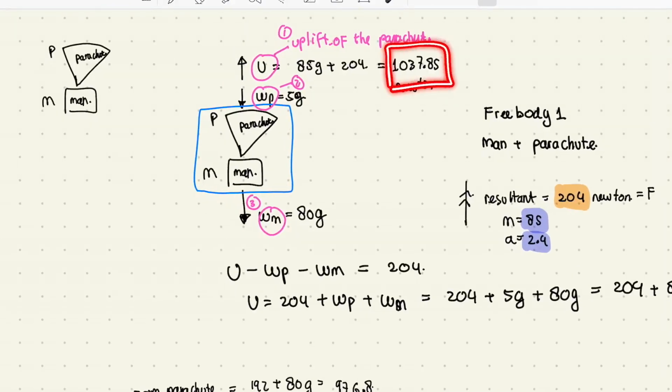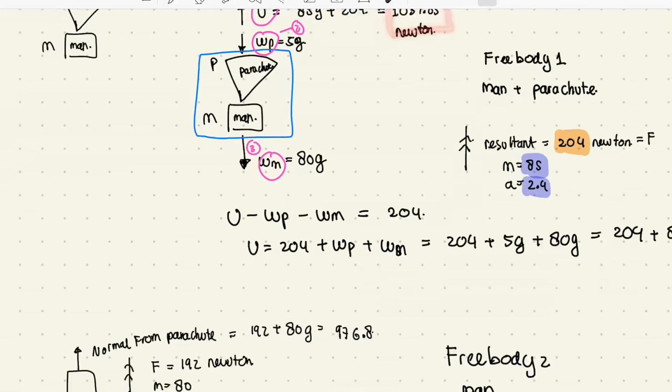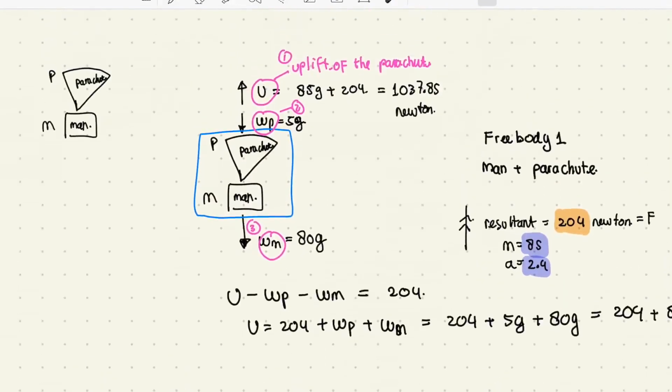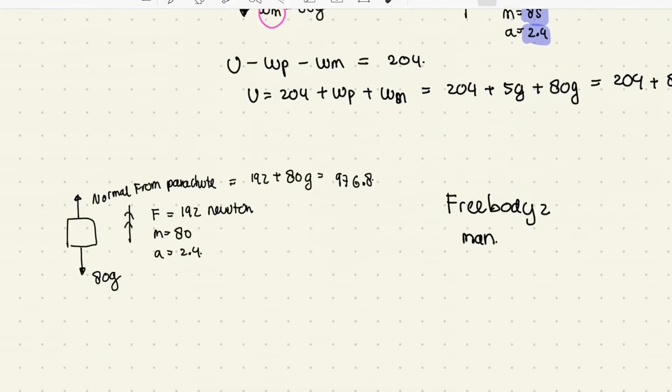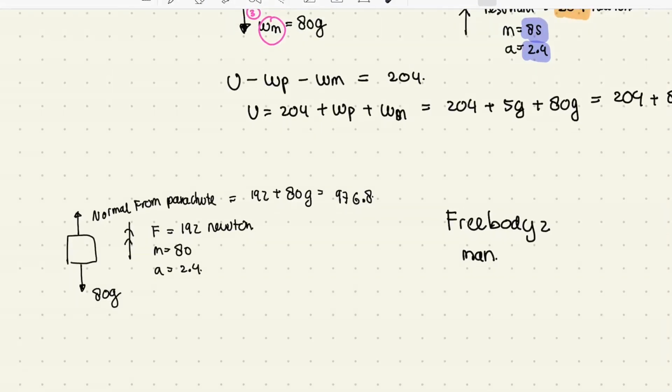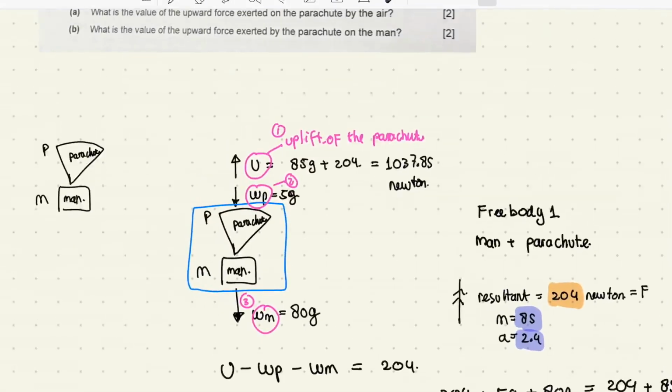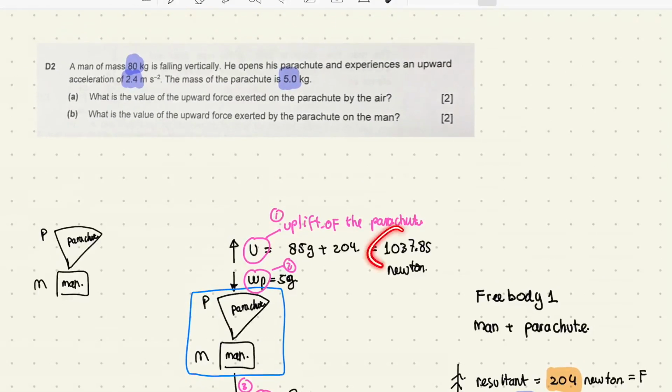Then this number we need for the next one. No, we don't need it actually. So the uplift we get is 1038.5 Newton.